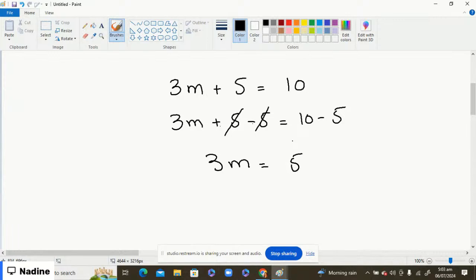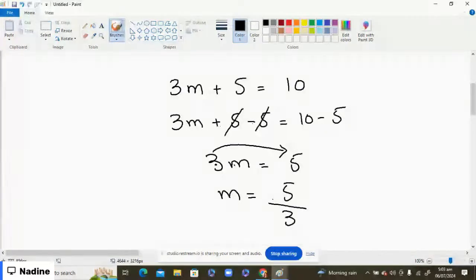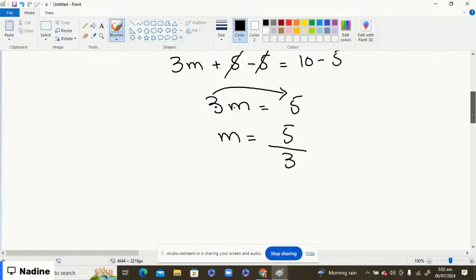So separating 3 from m: here 3 is multiplied with m. When we separate it out, this 3 moves to the other side but in the form of division. If some number is multiplied on the left side and we move it to the right side, then it is divided. If some number is added on the left side and we move it to the right side, then it is subtracted. These are all the rules.